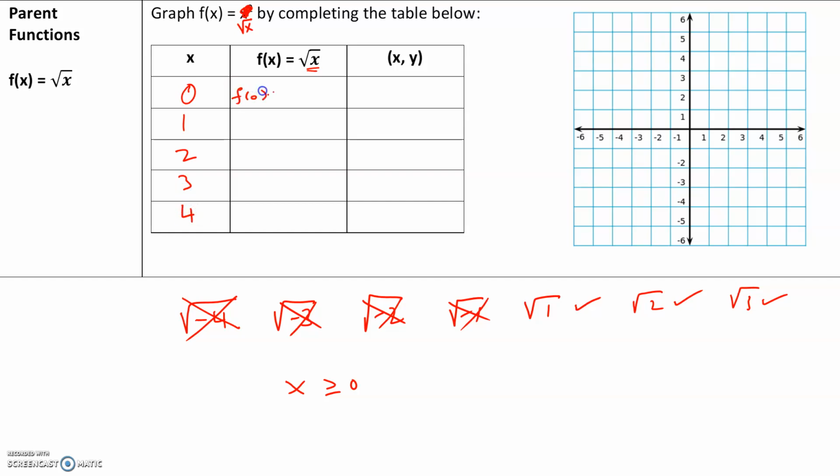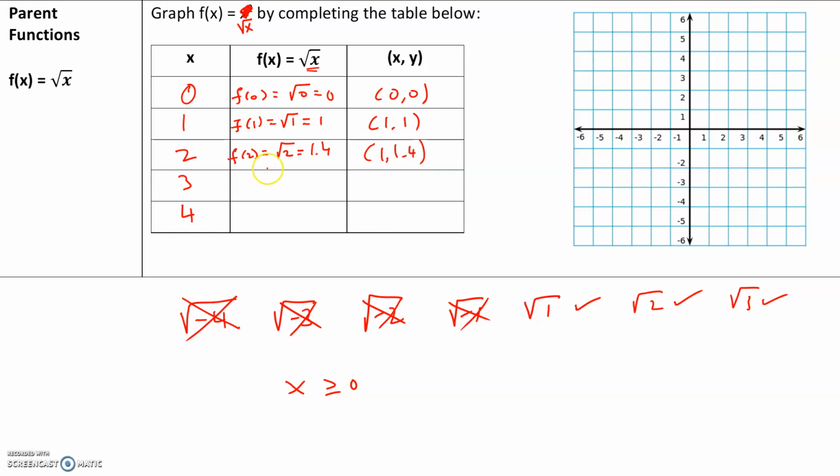So f of 0 is going to be radical 0, which is 0. Okay, f of 1 is going to be the square root of 1, which is 1. And you can put this on a calculator, you'll see that radical 1 is 1. So your next point is going to be the point (1, 1). f of 2 is the square root of 2. If you put that on a calculator, you're going to get 1.4.